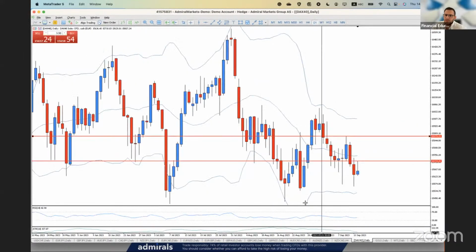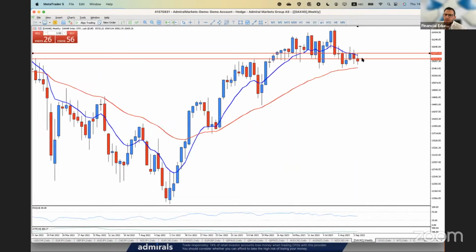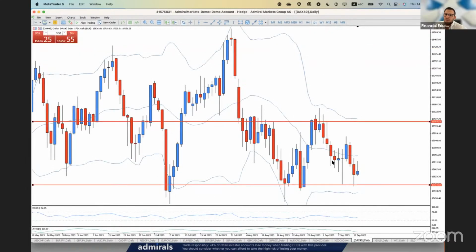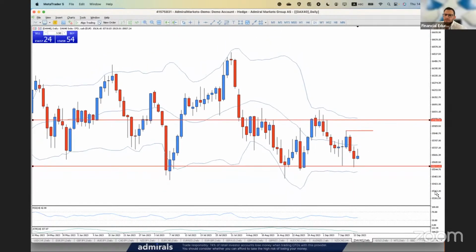And let's check the DAX 40. Let's start from the weekly chart. We see that the price bounced from this weekly level. Here are the previous week's high and low. On the daily chart, though, there is a daily level here. That's an obvious one, so better to keep it on the chart.